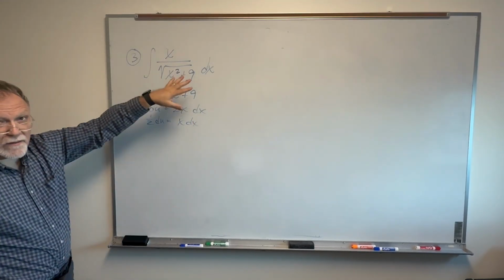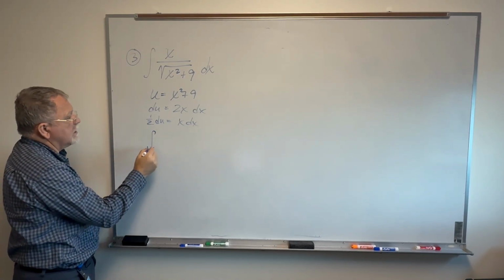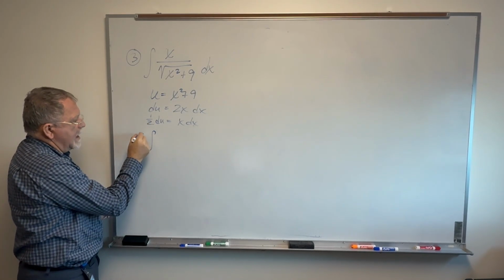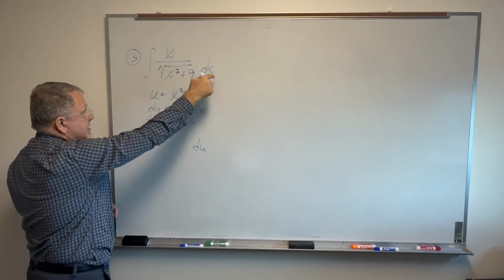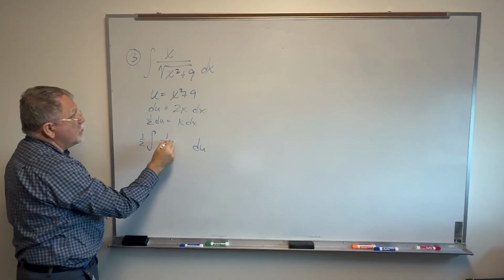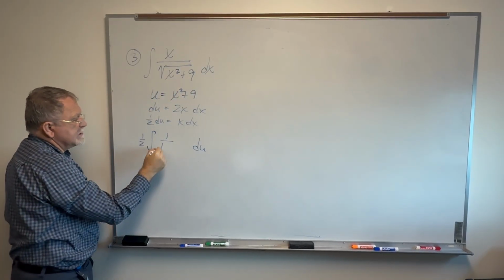Then I'm going to rewrite this whole thing in terms of u. So I've got the integral of, I've got that 1/2. I'll go ahead and put that out here in front of it. I've got the du in the back. That's the x dx part. Then I've got 1 over, there's my u, square root of u. That's the same as u to the 1/2.